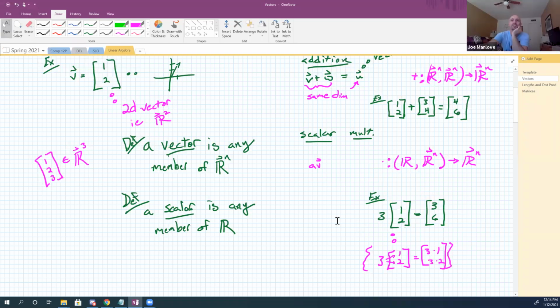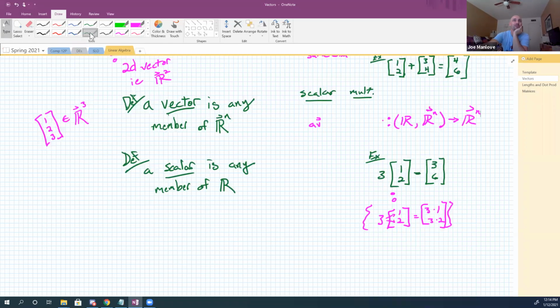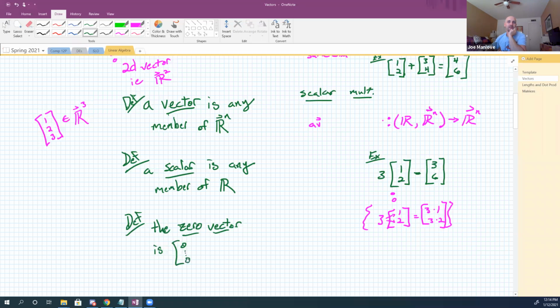So if you've had a little vector analysis before, or if you've had conversations about vectors before, you know that there's one vector that's very important. So the 0 vector. It's the vector filled with zeros, right? And it's denoted 0 with a vector hat over the top of it. You guys all with me on that?